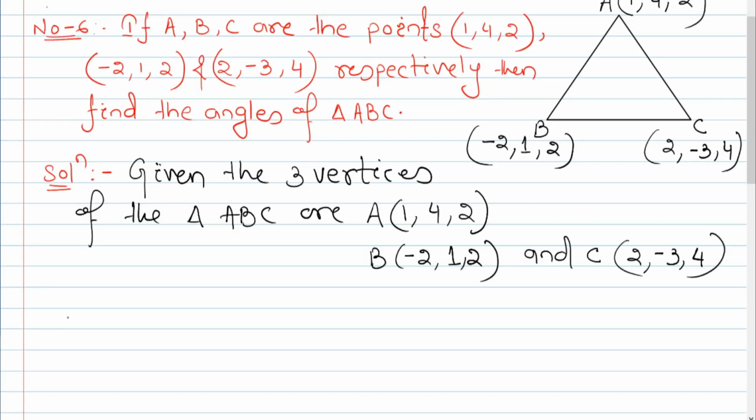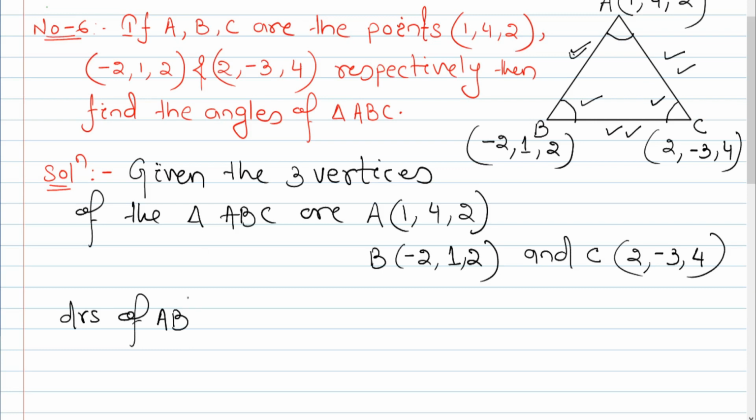Now you have to find the DRs of AB. To find the angle A, we have to find the DRs of the AB side and AC side. To find the angle B, you have to find the DRs of the AB side and BC side. To find the angle C, you have to find the DRs of BC and AC. That means first you have to find the DRs of AB, BC and AC.